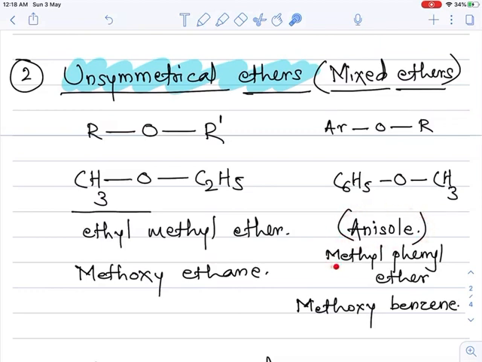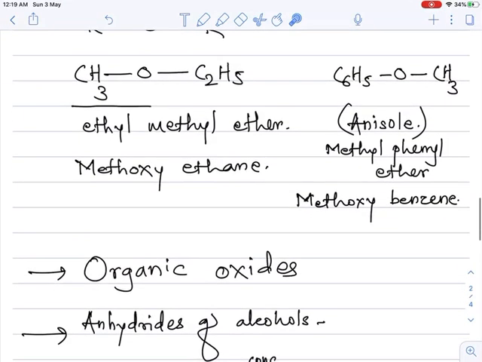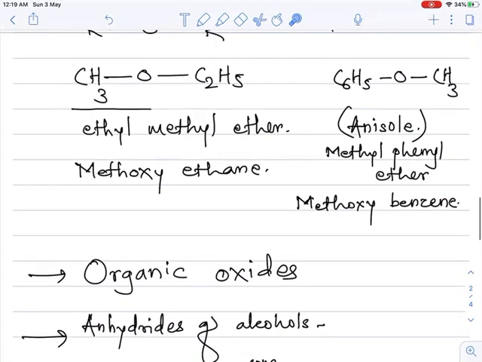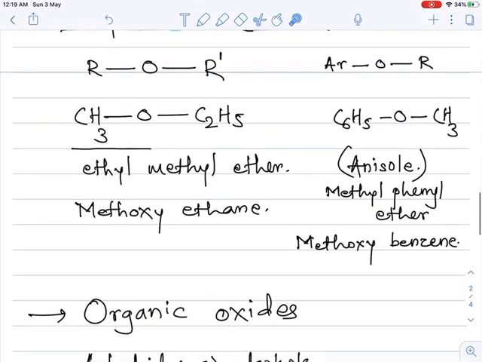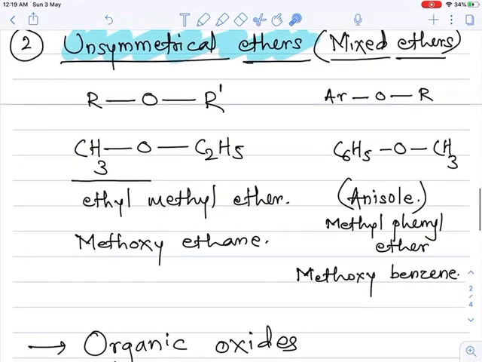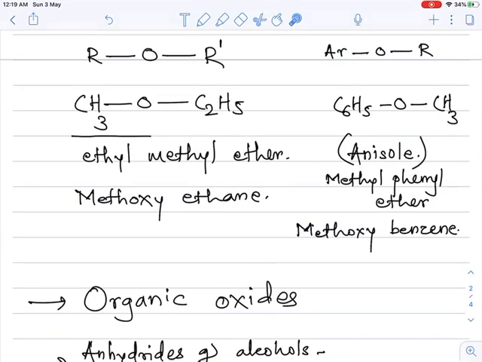Anisole also has another common name, methyl phenyl ether. So alphabetically methyl first, then phenyl, and this is ether. So methyl phenyl ether is also a common name for this mixed ether. So these are a few examples from the class that is unsymmetrical ethers.